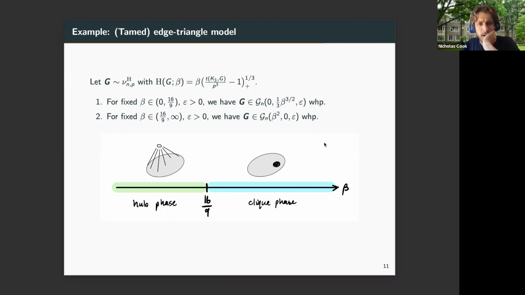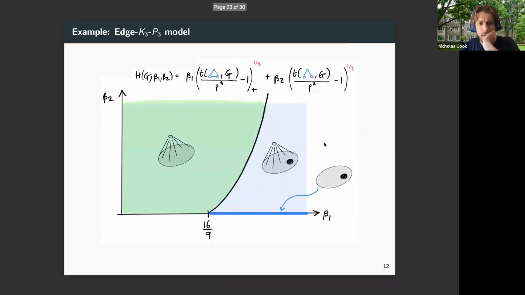It's a bit cooler looking if you consider models where you have 2 different terms in the Hamiltonian. So this is another model that goes back to the 80s where they looked at densities of triangles, but also densities of paths of length 2. Okay, so we're going to do that, but we also need to raise to a small fractional power, which we take to be 1/3. So now we have 2 model parameters, beta 1, beta 2, and this is the phase diagram.